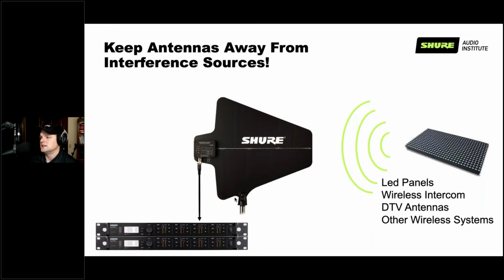Digital TV antennas, or if there was a TV tower nearby, obviously that's going to be very powerful, much more powerful than anything we make. So if you have directional antennas, that would be a good reason to orient one away from an interference source like that. And then obviously other wireless systems.